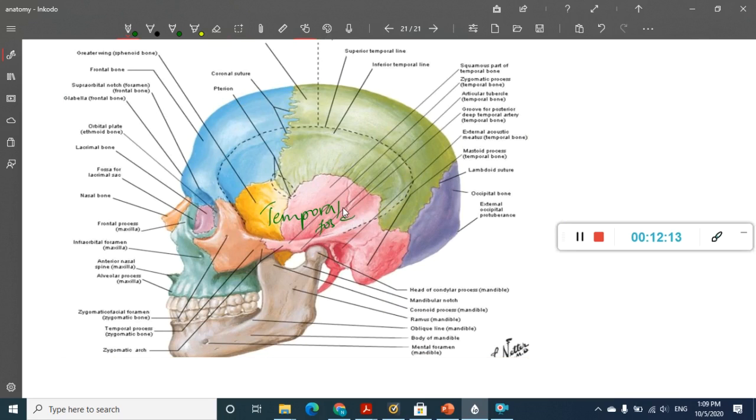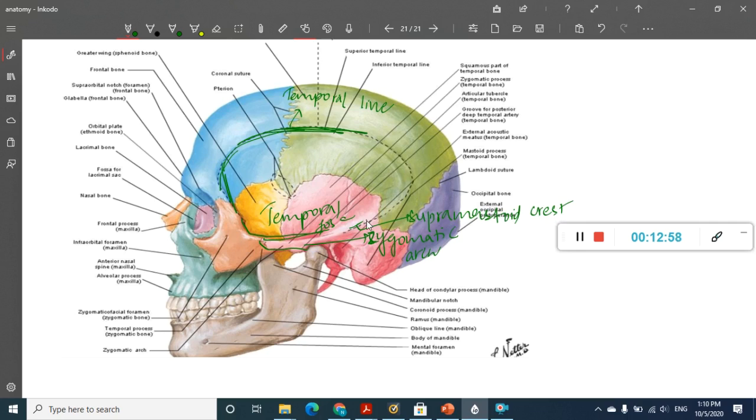This temporal fossa is bounded above by this line, which is called the temporal line. As I have already told you the boundaries of this temporal line, it is bounded above by the temporal line. It is bounded below by this arch. What is this arch called? The zygomatic arch, right? This is the zygomatic arch, which is bounded below. So this temporal fossa is bounded above by the temporal line, below by the zygomatic arch. And what is this crest called? This crest is called the supramastoid crest. It is bounded below by the zygomatic arch and supramastoid crest.